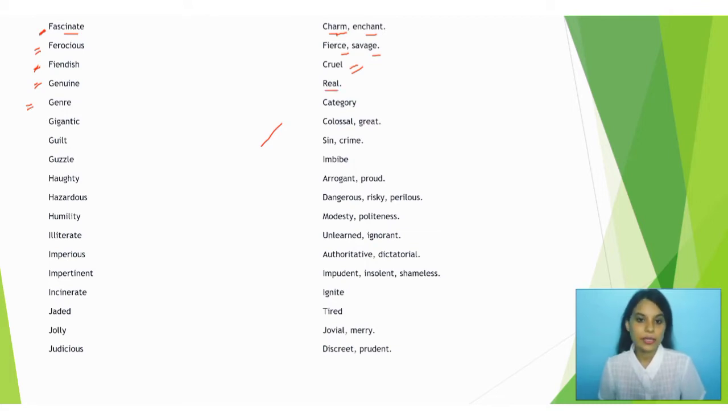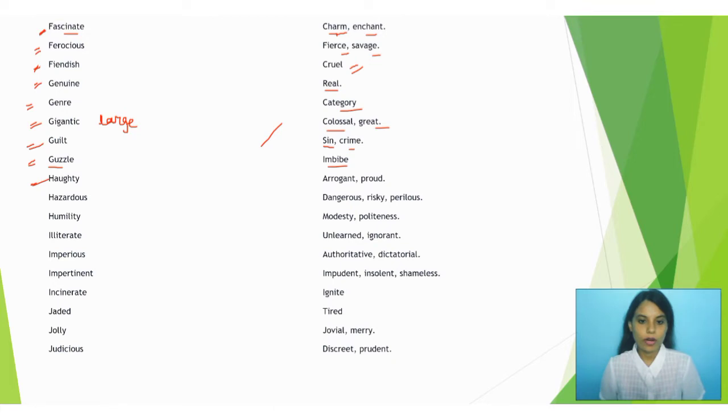Genre. Genre means a category. Then gigantic. Gigantic means large, colossal or great. Okay. Guilt. Guilt means like you have committed a wrong thing and that's guilt or regret. Okay. So sin or crime. Guzzle. Guzzle means imbibe. Haughty.